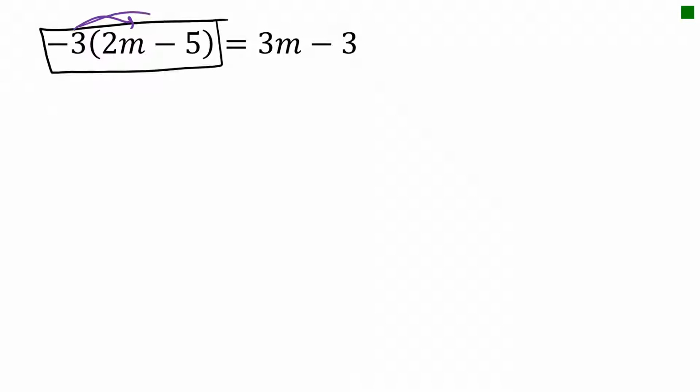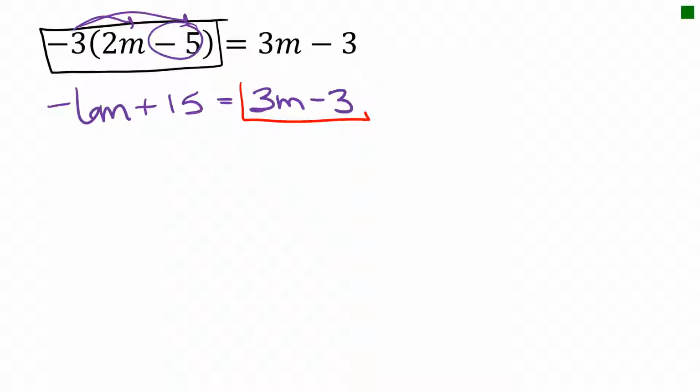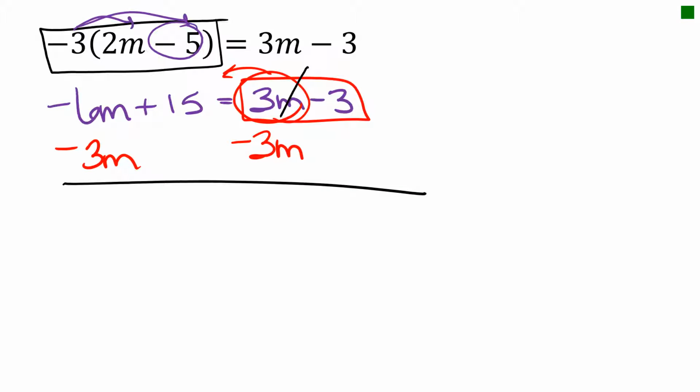Negative 3 times 2m is negative 6m. Be careful. Negative 3 times negative 5 is positive 15. On the right-hand side, there's nothing that I can do. I'm going to leave equals 3m minus 3. So now I'm looking at this side over here on the right. I've got this variable term. I'm going to move it to the left by subtracting 3m. So what do I have left? Those cancel. Negative 6 minus 3 is negative 9m.